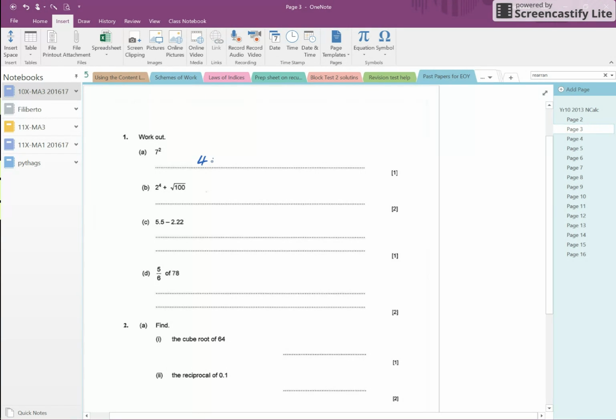Well, that's clearly 49. And now we've got 2 to the 4, which is 16, plus the square root of 100, which is 10. So give me 26.